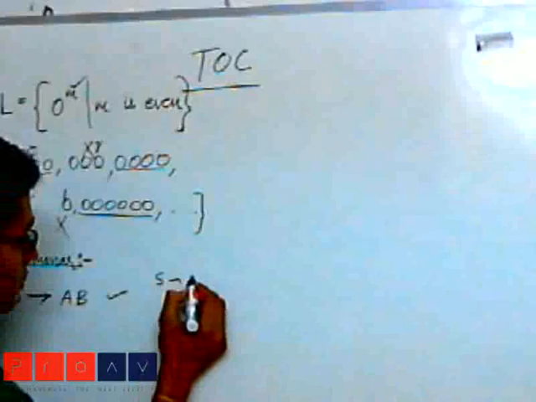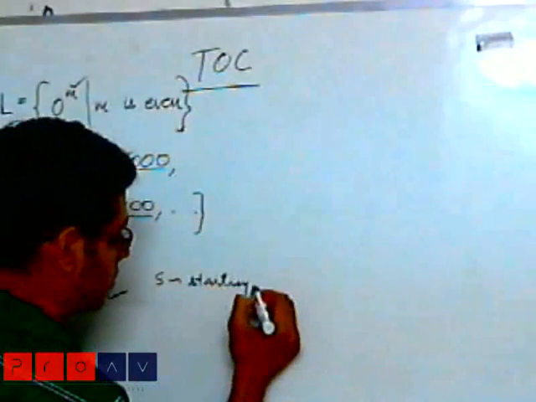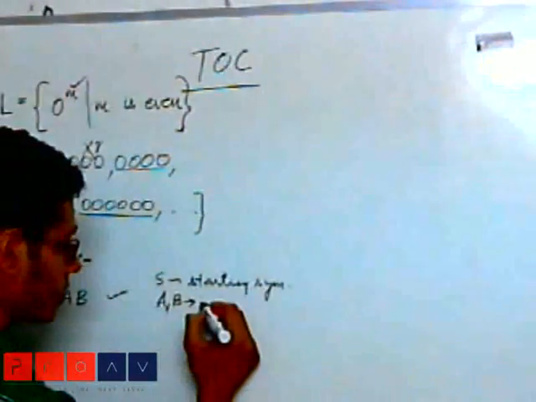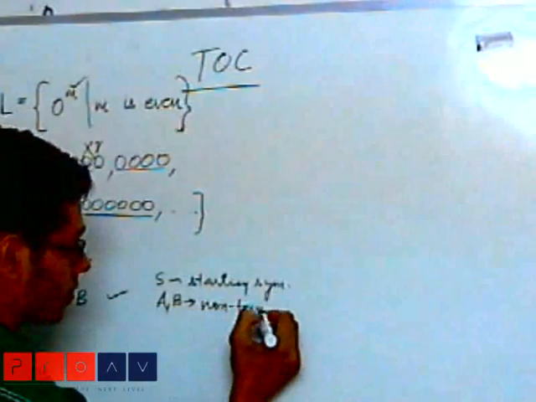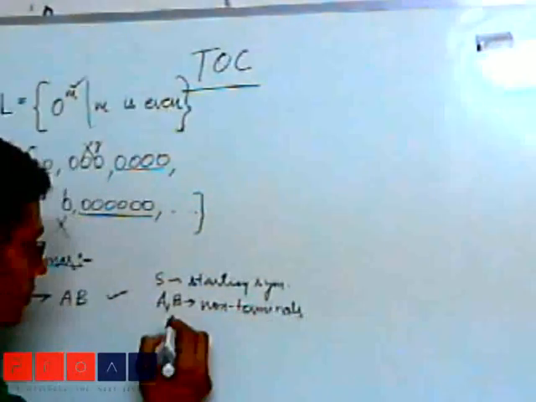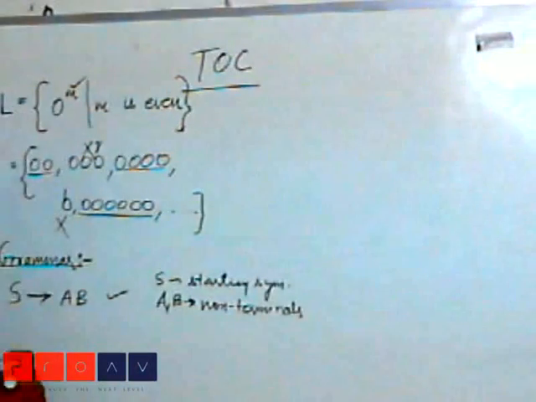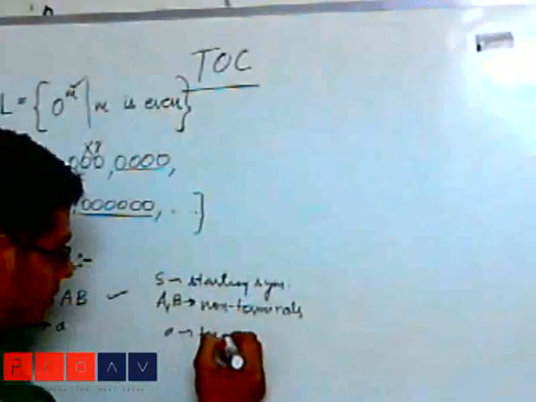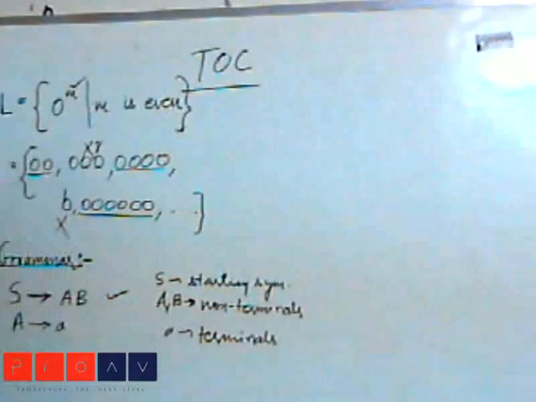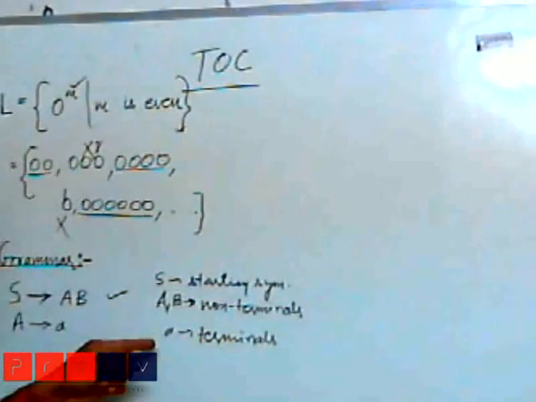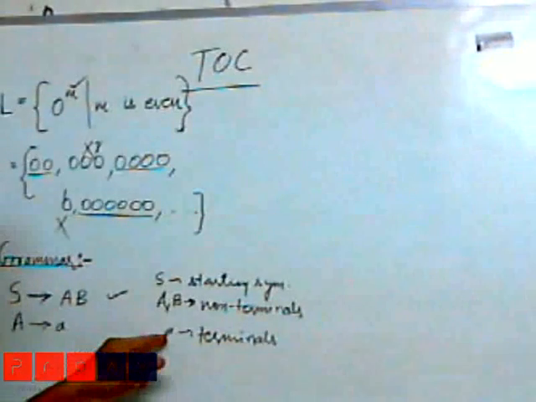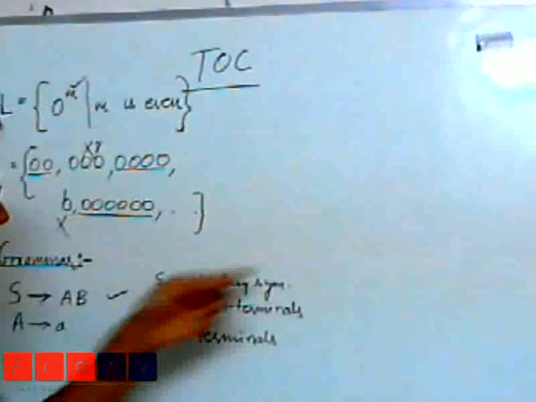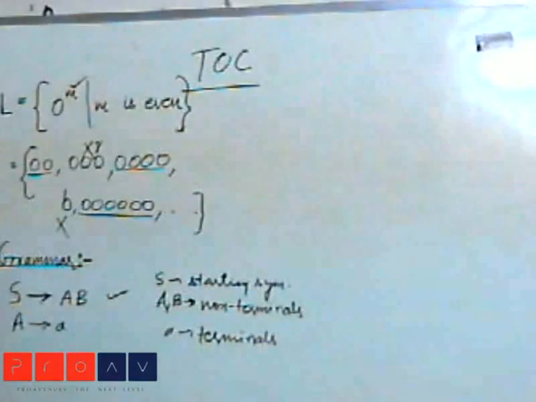This S is called the starting symbol. A and B are called non-terminals. Now these non-terminals tend to some terminals. Small lettered alphabets are called terminals, capital letters are called non-terminals, and only S is called the starting symbol, from which we are going to form some languages. Fine.